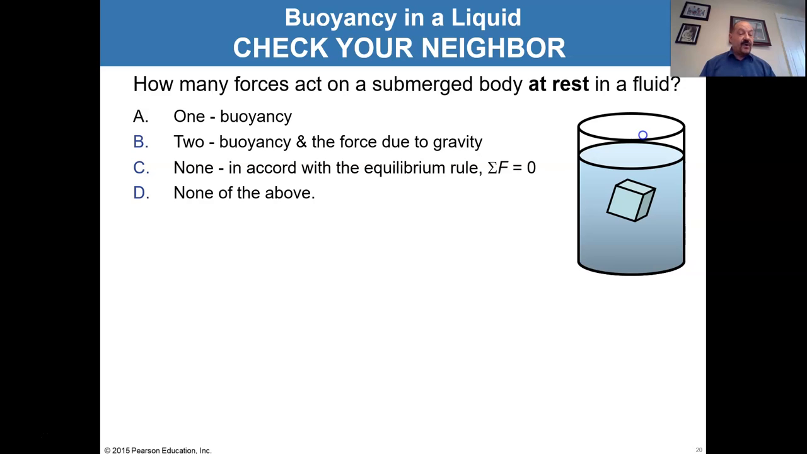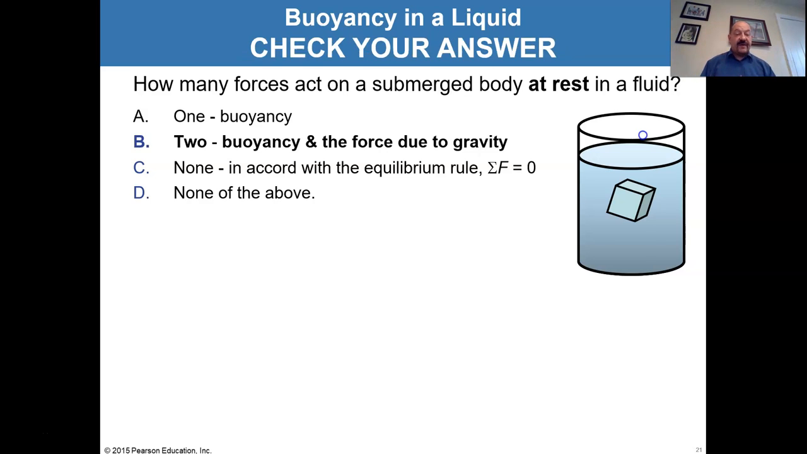None, in accord with the equilibrium rule, sum of the forces or the net force equals 0, or none of the above. Well, remember, the object didn't lose weight just because it's sitting in water. It still has weight. It still has a force down due to gravity, mg, mass times gravity. But there is also that buoyant force due to the different pressure at the top of the object and the bottom of the object. So you have a buoyant force pushing up, and you have the force from gravity pushing down, mg.